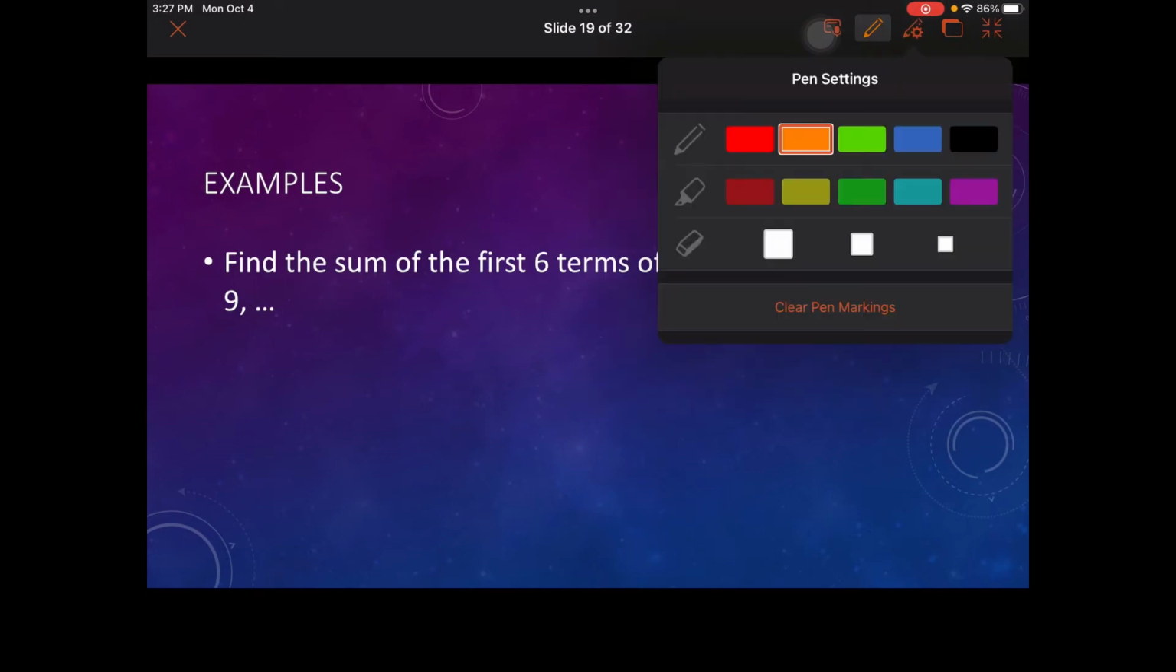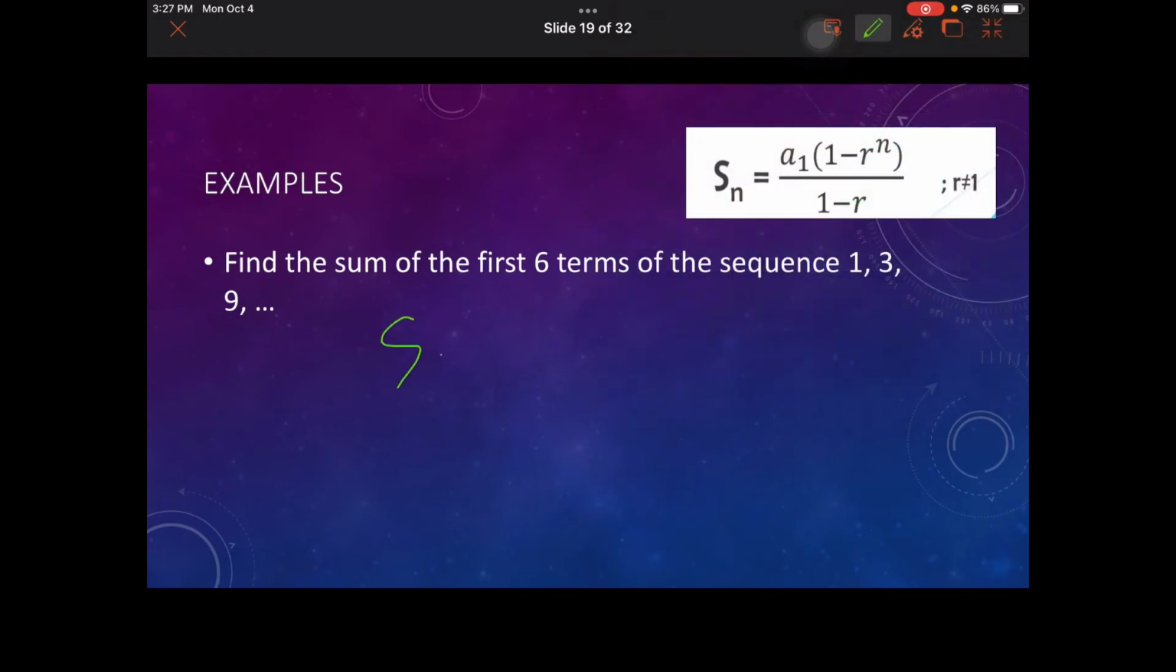So, let's try to solve this one. S of 6 is equal to, first term natin ay 1 times 1 minus, yung r natin, magde-divide lang po tayo ulit, 3, raised to n, which is 6, divided by 1 minus r, which is again 3. So, yan po ang ating kakalabasan.